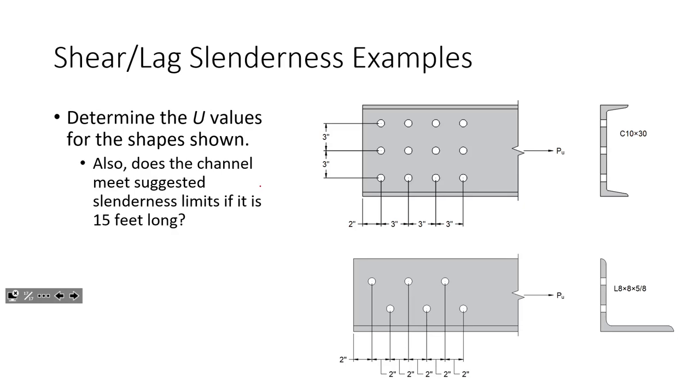Let's do some problems, because we've been talking a lot. So I have here a C10 by 30 and an L8 by 8 by 5/8. I want to determine the U values for these shapes. And I want to determine, at least for the channel, does it meet suggested slenderness limits if it's 15 feet long? So we're going to see about that here in a little bit.